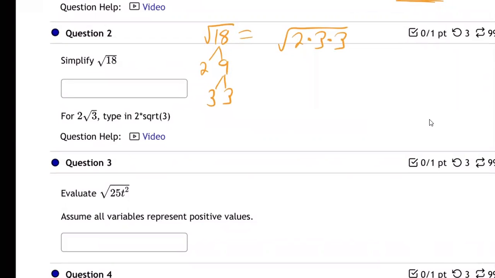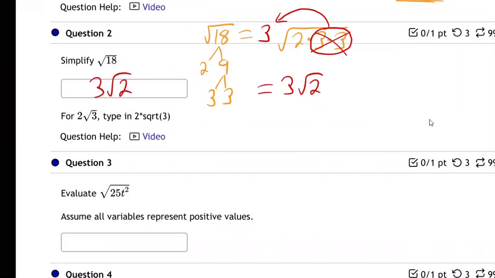Now, what do you do from here? Well, these 2 3s inside, they send 1 3 outside, and then they're gone. And the answer to our question is 3 square root of 2. That's actually the answer. You got to use the little tool. They have a tool on the homework problem that lets you put in the square root. 3 square root of 2.